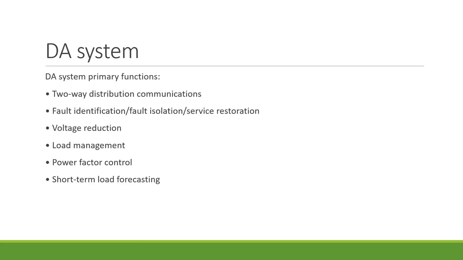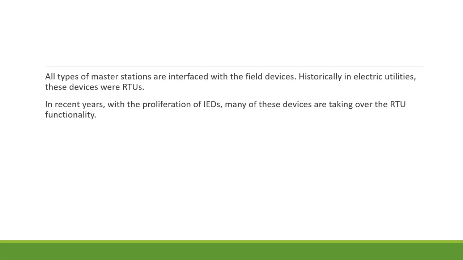Then the DA system is going to include two-way distribution communication, fault identification, fault isolation, service restoration, voltage reduction, load management, power factor control, short-term load forecasting. So these are the functions of master station.